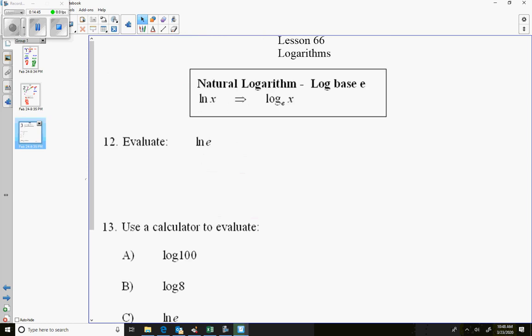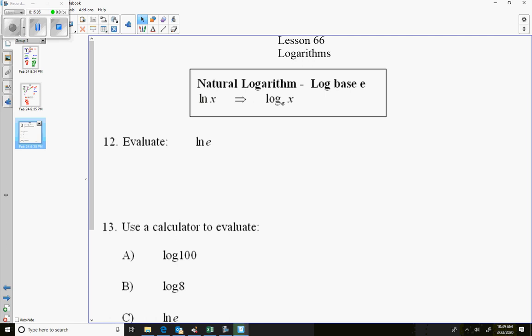Page 3. Natural logarithms. Okay, we've already looked at the natural base e a few lessons ago. And e is approximately what? Okay, 2.7.